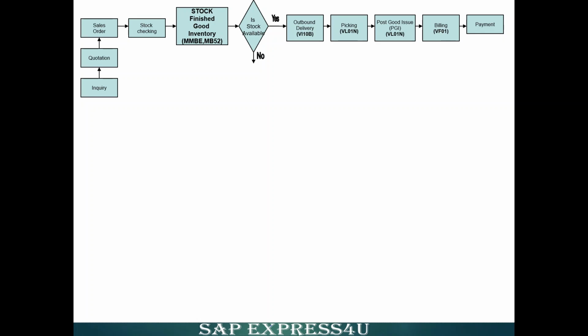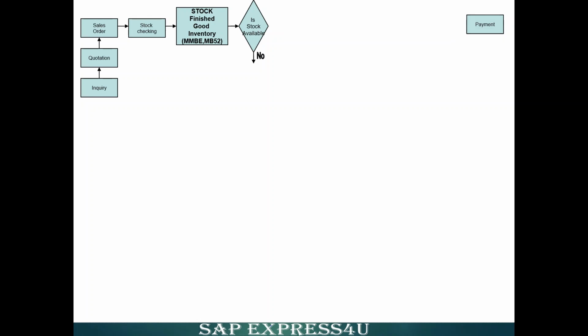Now let's say when stock is not available, what is going to happen? Stock is not available, so we need to generate the requirement, because we need to dispatch the goods to the customer. For generating the requirement in the SAP system, there is MRP, that is material requirement planning. There is a different transaction, MD04.